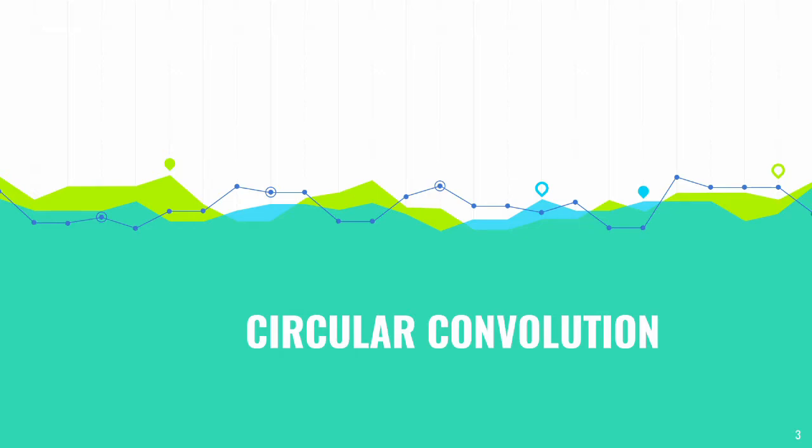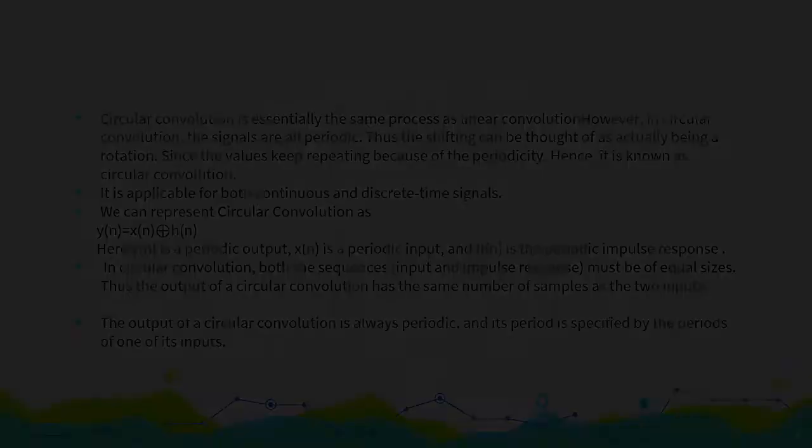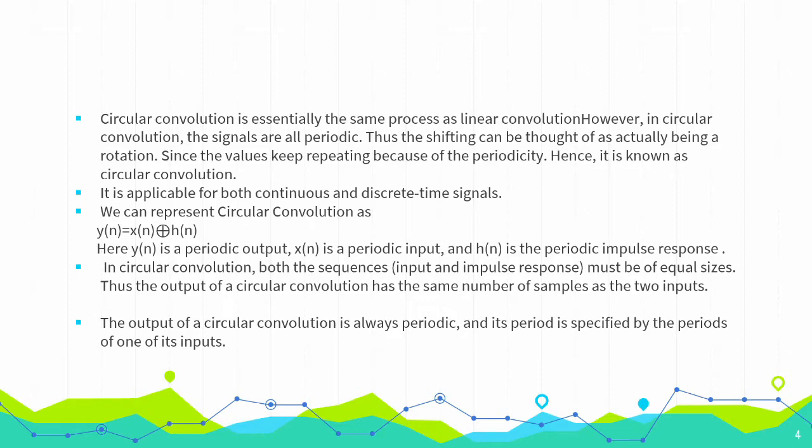Now, let us discuss in detail about circular convolution. First, we will look at the features of circular convolution, after which we will go into the process. Circular convolution is essentially the same process as linear convolution. Just like linear convolution, it involves the operation of folding a sequence, that is time reversal, shifting, multiplication of the sequences, and then summing the product. However, in circular convolution, the signals are all periodic. Thus, the shifting can be thought of as actually being rotation. Since the values keep repeating because of the periodicity, it is known as circular convolution.